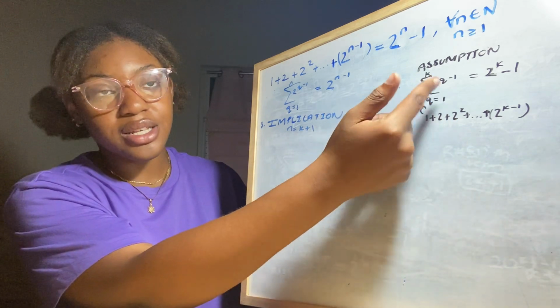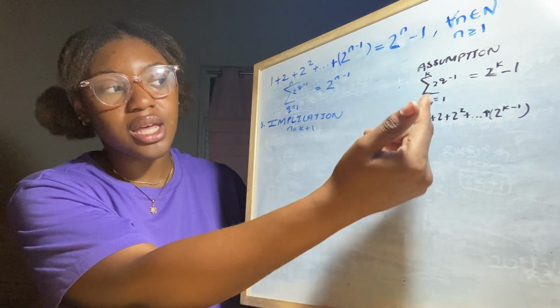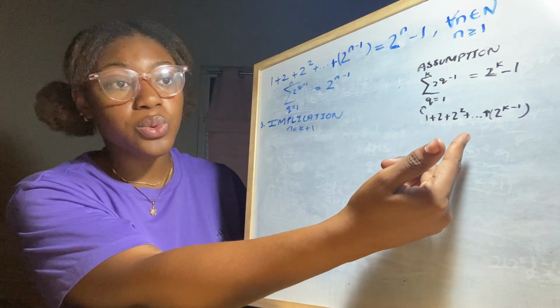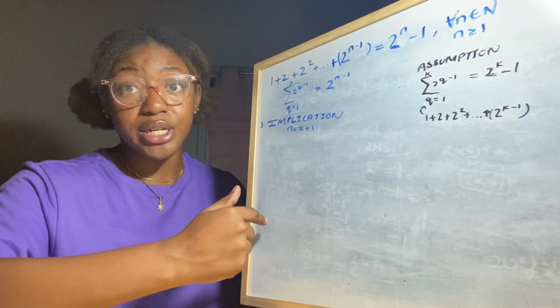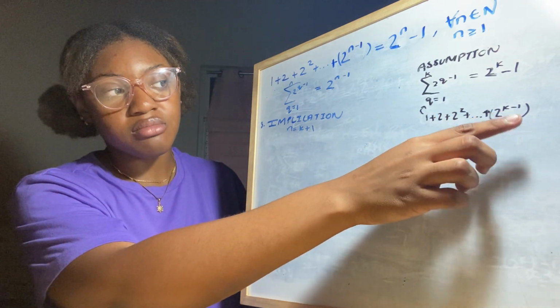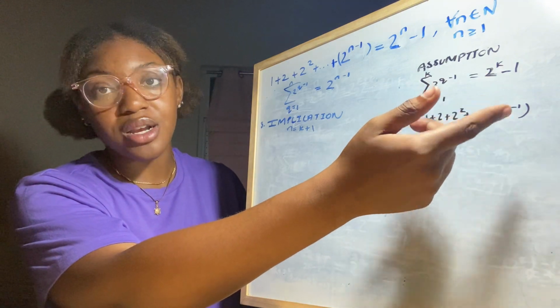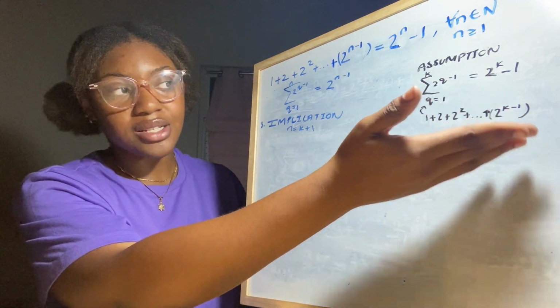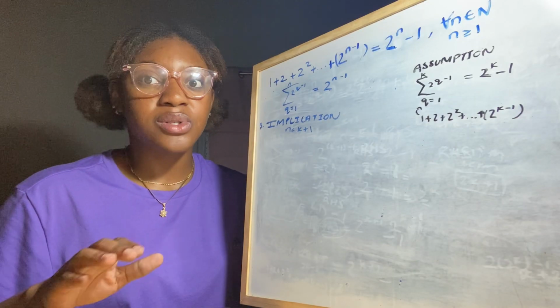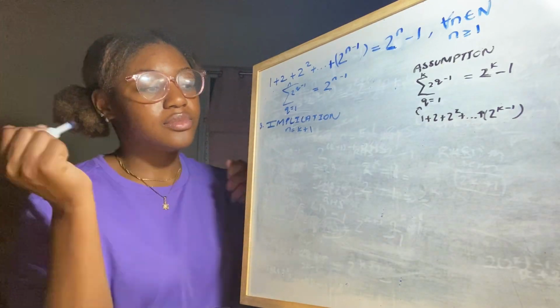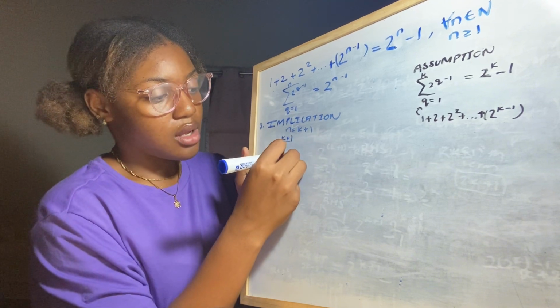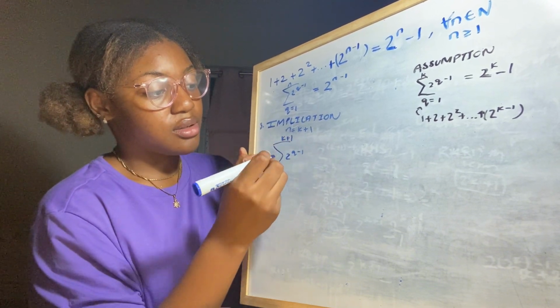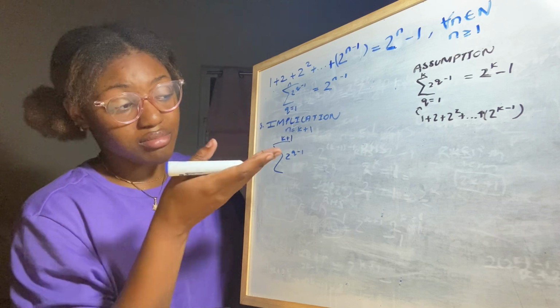Notice how I have the assumption at the side. Recall that this representation is the same thing as saying 1 plus 2 plus 2 squared plus dot dot dot plus our kth term that we just found right here, and our kth term is 2 raised to the k minus 1. With the implication, above the n we're going to put k plus 1, and then 2 raised to the q minus 1, our formula.